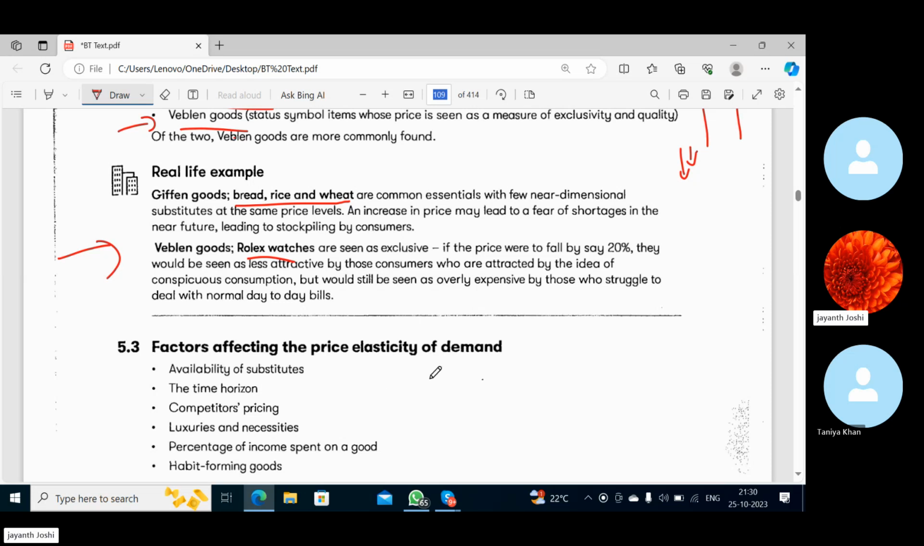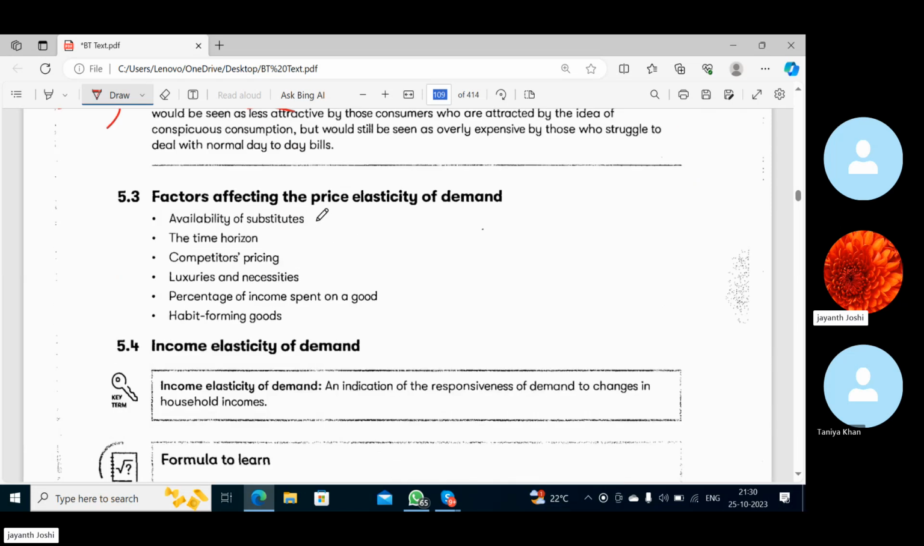Factors affecting the price elasticity of demand. These are the factors which have an impact on elasticity of demand: availability of substitutes. When close substitutes are available, people will shift to the substitute when the price increases, right? Time horizon, competitors' pricing may make us shift to a better price, luxuries and necessities. A small change in price, let's say 10 cents, can lead to very little purchase of luxuries, right? But not necessities. You can't change your purchase of necessities.